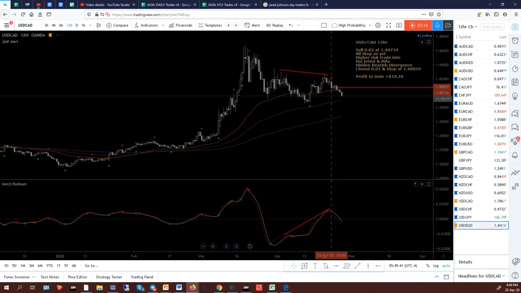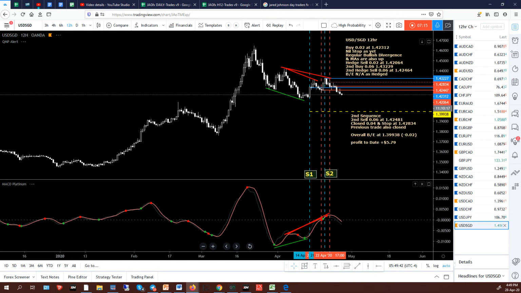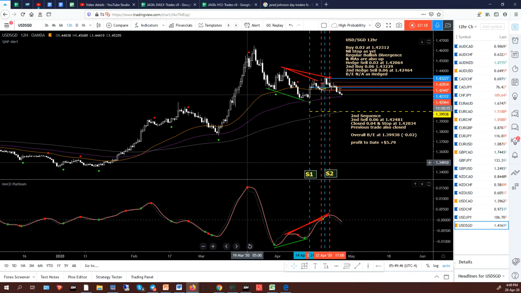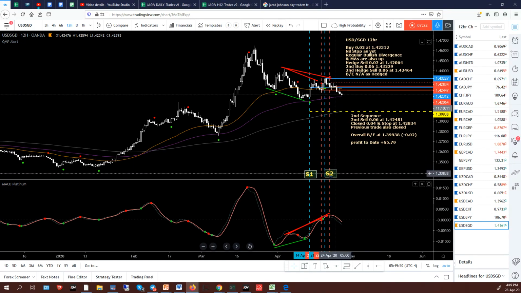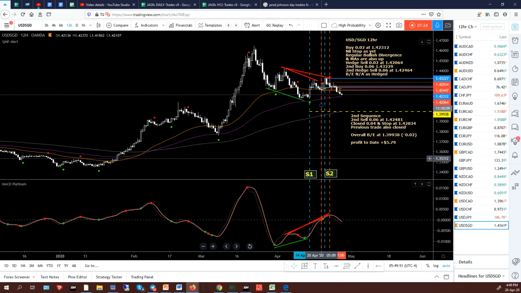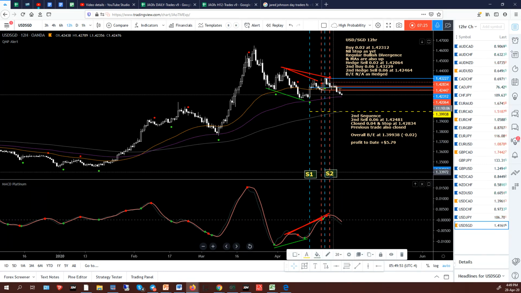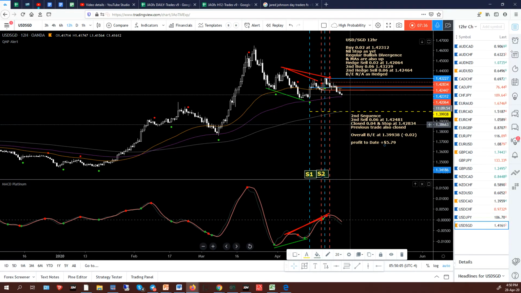So what's next? USD, Singapore dollar. All right, two sequences here. The second sequence is what I've worked on this time. Actually, the second sequence started on this first. So what I had was a sell. Then I had this buy, which was a hedge buy. Then a second sell for 0.06. So there's a second sell, 0.06.